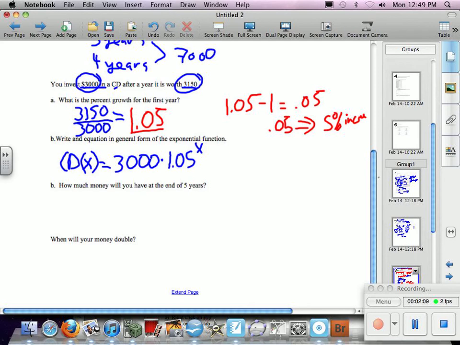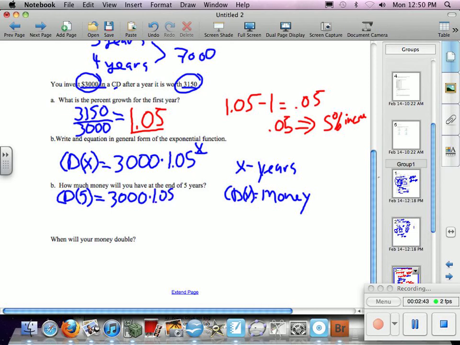Now I want to know how much money I will have after 5 years. Oh, that's something I need to be clear about, don't I? So X represents years, and CD of X, or my Y, represents money. Okay. So how much money will I have after 5 years? I'm going to put in CD of 5 equals 3,000 times 1.05 to the 5th.